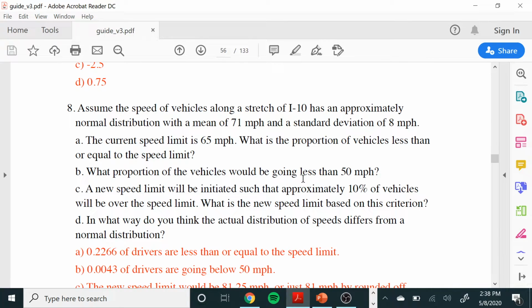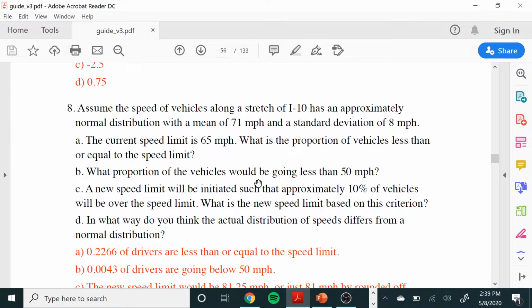Okay, so here we have a somewhat real-life scenario. Assume that the speeds of vehicles along a stretch of I-10 has an approximately normal distribution with a mean of 71 and a standard deviation of 8. Okay, so mean of 71, standard deviation of 8. The current speed limit is 65. What is the proportion of vehicles less than or equal to the speed limit? So we want to know, who are these slow drivers? How many of them are there?